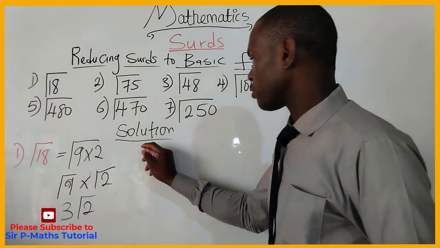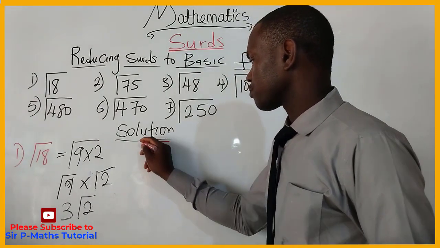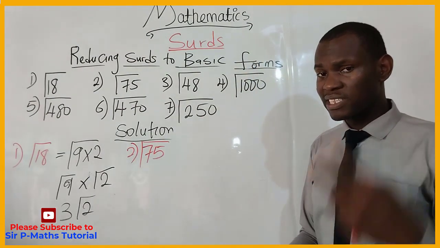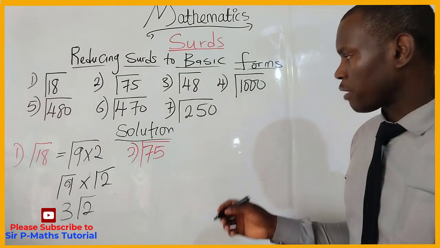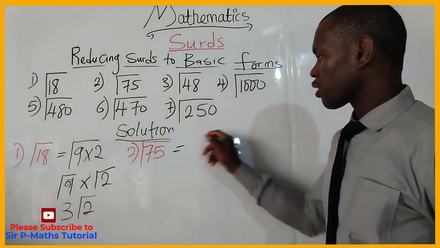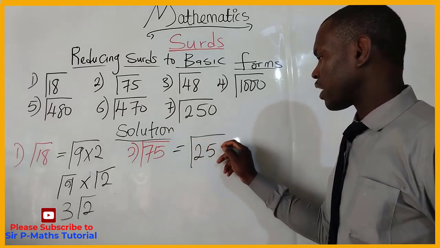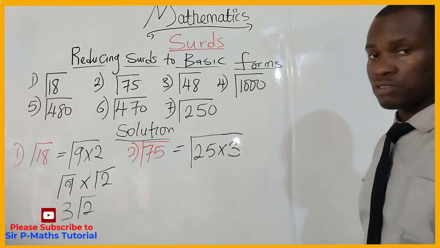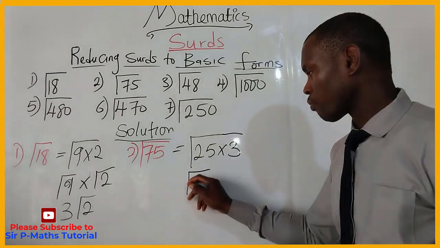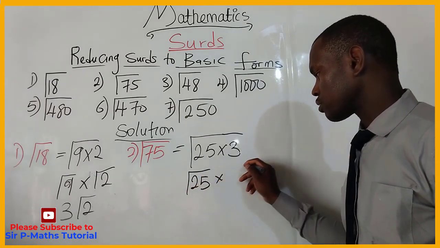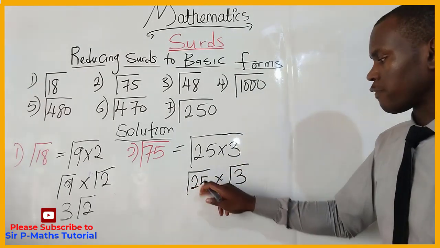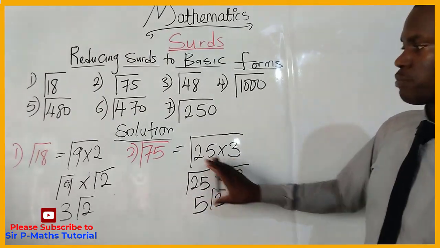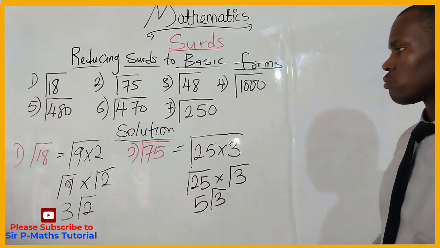Let's take another example, number 2, 75. To simplify surd 75, I'll get two numbers. One is a perfect square, the other may not be a perfect square. And the two numbers are 25 times 3. If 25 multiplies 3, I will get 75. Now we can split it as surd 25 times surd 3. Square root of 25 is 5. And then we bring down surd 3. We have simplified 75 to its basic form.